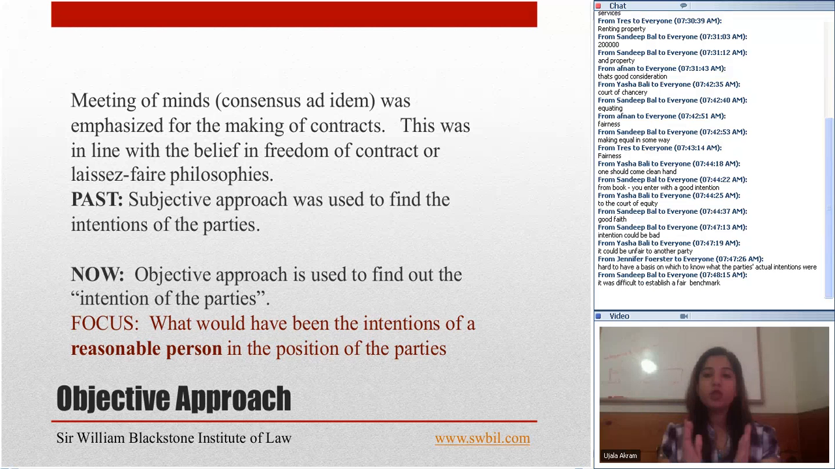So the focus of the objective approach is what would have been the intention of a reasonable person in the position of the parties. So instead of looking at what the claimant or defendant meant or intended at that time, now they focus on the reasonable person test, that is, what a reasonable person would have intended. Any problem with the objective approach that you see? And by a reasonable person, courts mean just a person, any person on the street. Here in the U.S., they have named that person your average Joe.